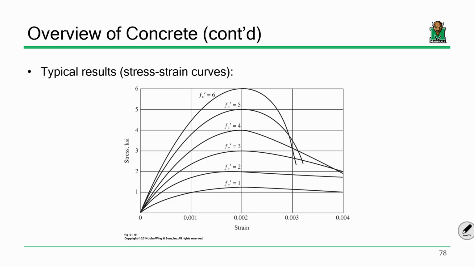So these are some typical stress-strain curves that you would get for concrete. One of the things about concrete is that its behavior is variable. It depends upon the contents of the mix design, how much water content or what have you. Ultimately, you're going to get different behaviors for different types of concrete, and by different types I mean concretes with different compressive strengths.